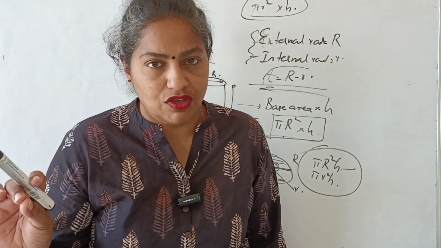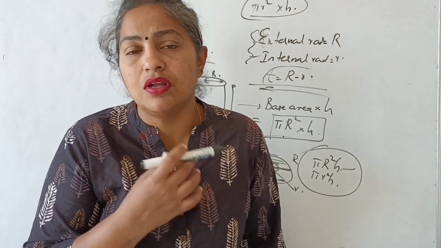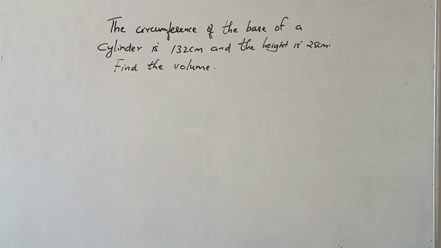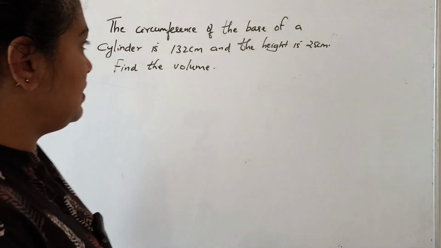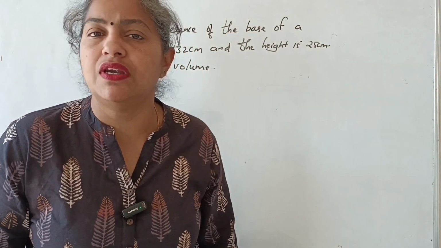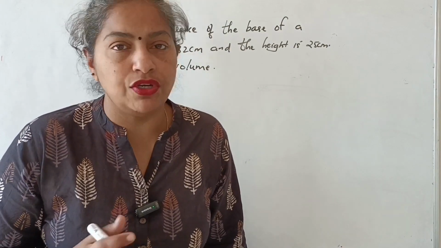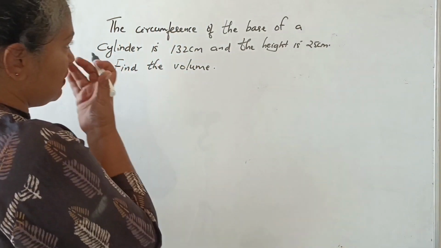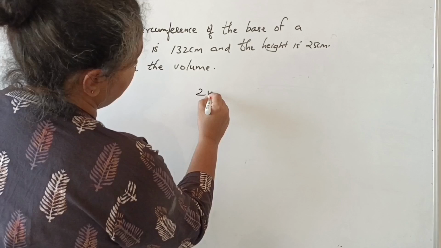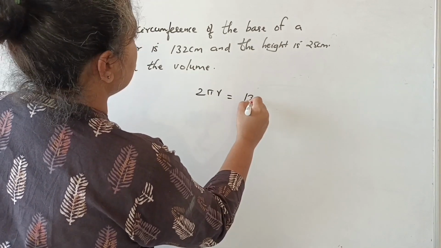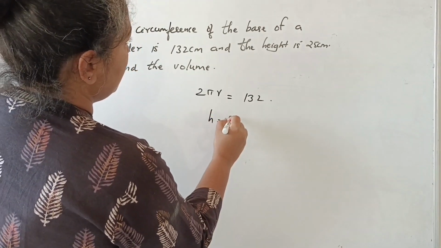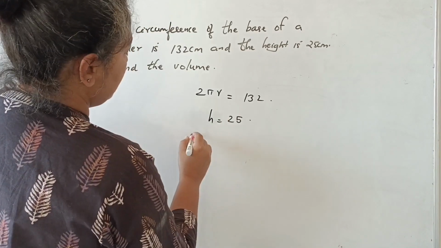Okay. Now let us move on to a few sums so that you get clarity about these formulas. The circumference of the base of a cylinder is 132 centimeter and the height is 25 centimeter. Find the volume. Now all the units given are in centimeters, so I don't need to change anything. Now the circumference of the base is given. So you know circumference of the base, 2 pi r, is given as 132. Height is given as 25. We need to find the volume.